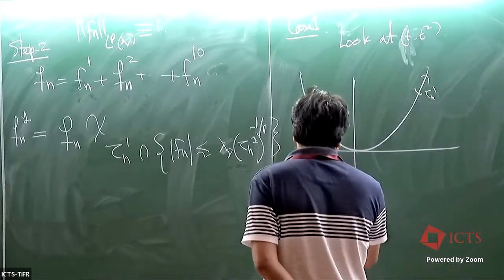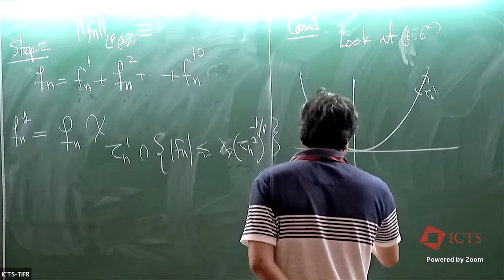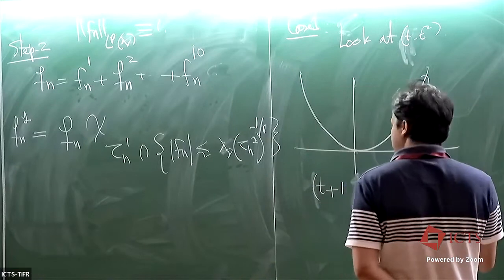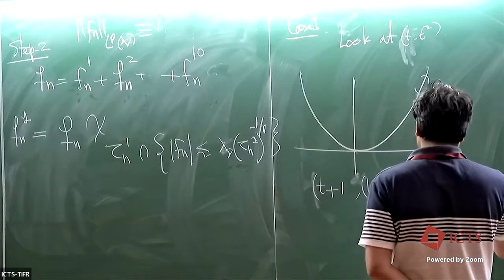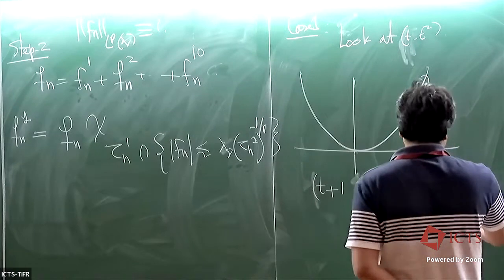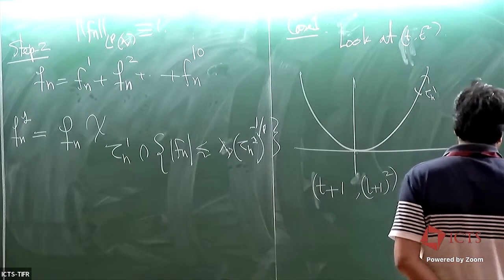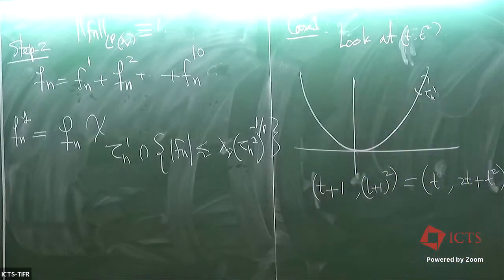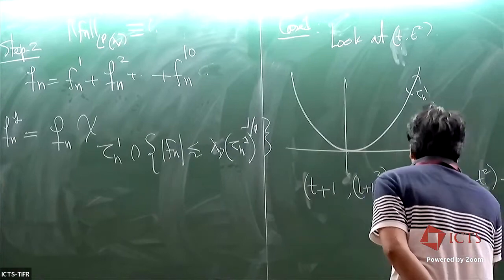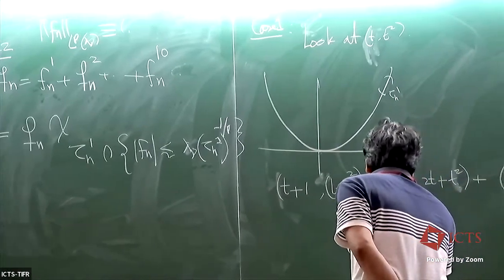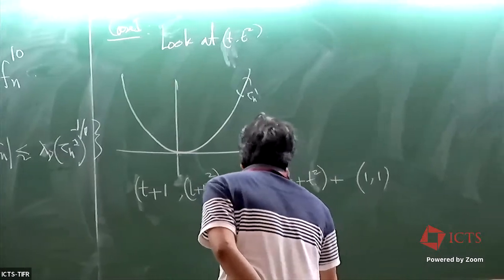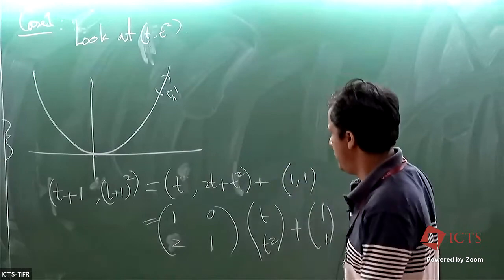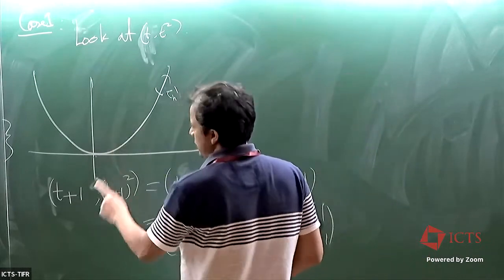Meaning, so for any, let's say, t plus 1 squared, this is a point on the parabola. We can compute this, t squared plus 2t plus 1, I believe, t plus 1, t squared plus, yeah. So I can write this as, well, 1, 0, 2, 1, t squared plus 1, 1. So any point, if you take any point on the parabola, there's nothing special about 1 here.